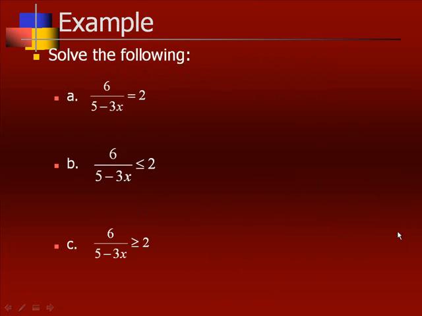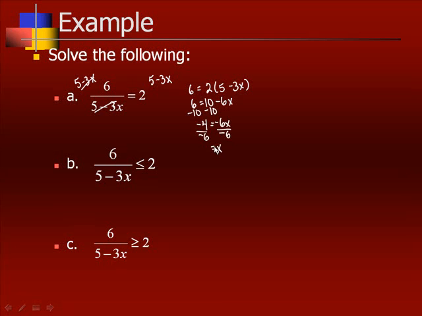Okay? Now let's do another one. This one's sort of a 3-part one. The first thing we're going to do is find where it is equal to 2. We're going to multiply both sides by the LCD, which is 5 minus 3x. So x's cancel, so we get 6 equals 2 times 5 minus 3x. 6 is equal to 10 minus 6x. Minus 10, minus 10, so we get negative 4 equals negative 6x. Divide both sides by negative 6, so we get x equals 2/3. So that would be our solution.